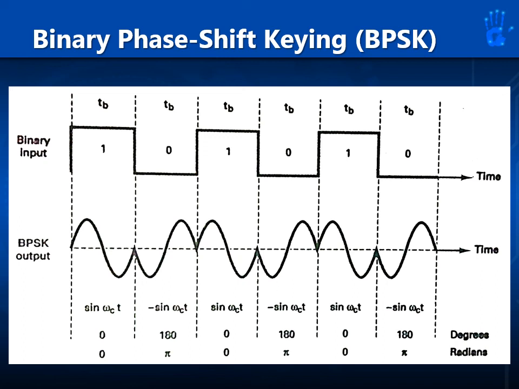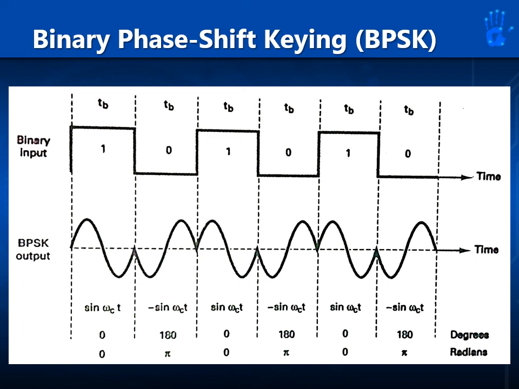for bit 1, we have our unshifted sine wave, which has the expression sine omega c of t. And then for bit 0, we have our shifted sine wave. It is shifted 180 degrees. Therefore, it has the expression negative sine omega c of t.